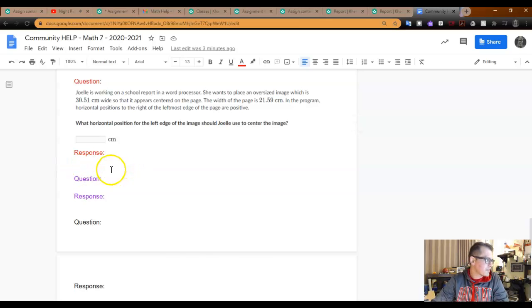So the question we have is that Joelle is working on a school report in a word processor. She wants to place an oversized image which is 30.51 centimeters wide so that it appears centered on the page. The width of the page is 21.59 centimeters. In the program, horizontal positions to the right of the leftmost edge of the page are positive.